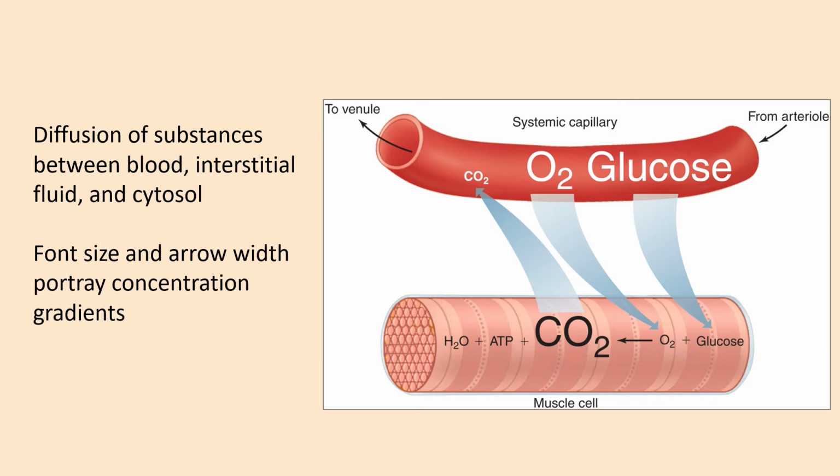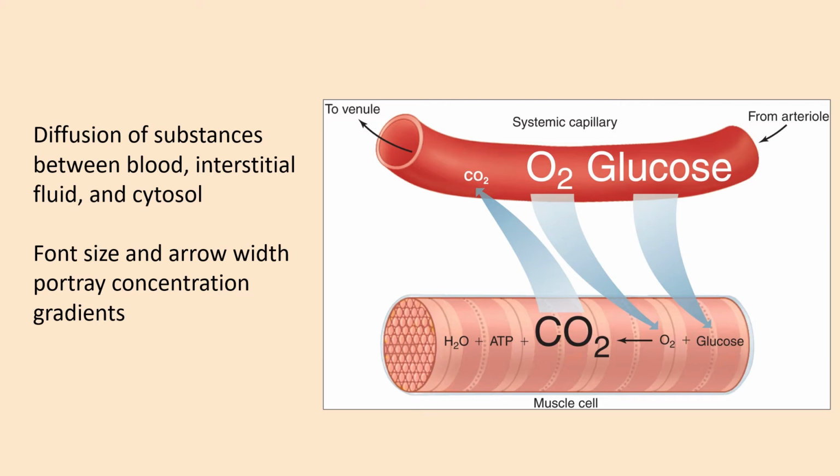And so there's a relatively low concentration of oxygen inside the cell. There's a relatively high concentration of oxygen inside the blood capillary. And so by diffusion, oxygen moves along its concentration gradient out of the blood through interstitial fluid and into the muscle cell. And then continuing to move to the right, we see glucose.